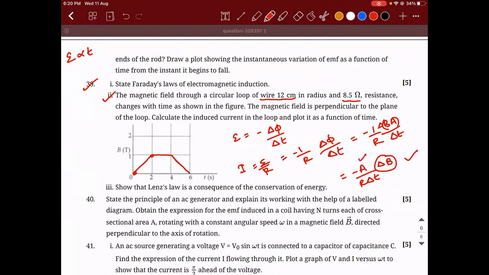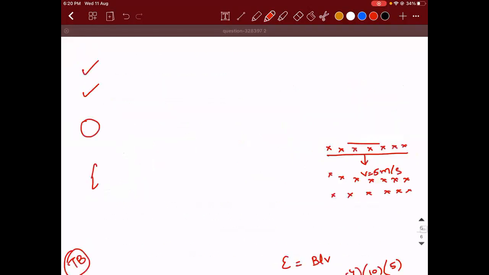So area is how much? Will you be able to find the area? Area is pi r square. Resistance you can find, 8.5 is given. Delta B is how much? For the path O to A, in the first 2 seconds, what is the corresponding change in B? That's right, 1. So minus A divided by 2R. That is between the points O to A. These many amperes.